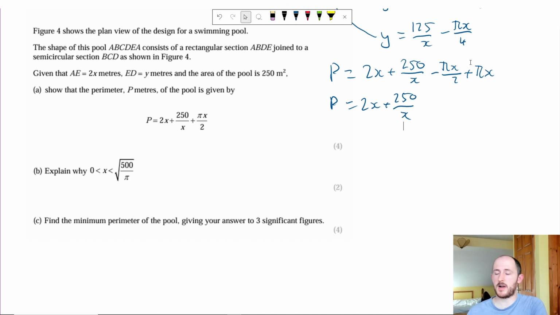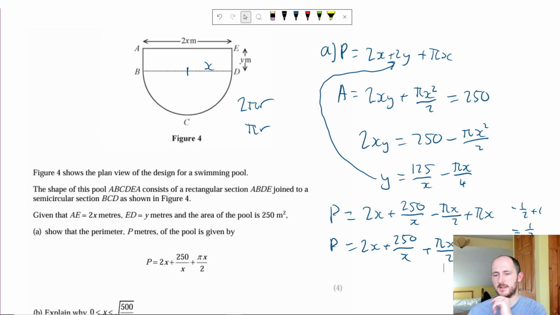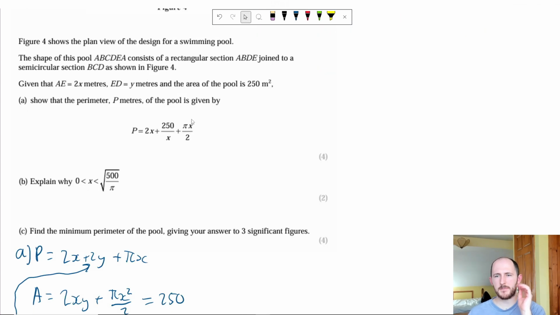Now, with minus pi x over 2 plus pi x, you can treat that as minus a half plus 1, which will give you plus a half, right? So we're just kind of ignoring the pi x for now, but it will indeed give me pi x over 2. Now I'm going to quickly just move this underneath so we can do part B and C. The part B is a little tricky, to be honest. So normally when we have this kind of range, what we would do is we would sub in the big value, right? And we'd sub it into here, and it would give me an impossible answer, maybe a negative perimeter, maybe 0 perimeter, something like that.